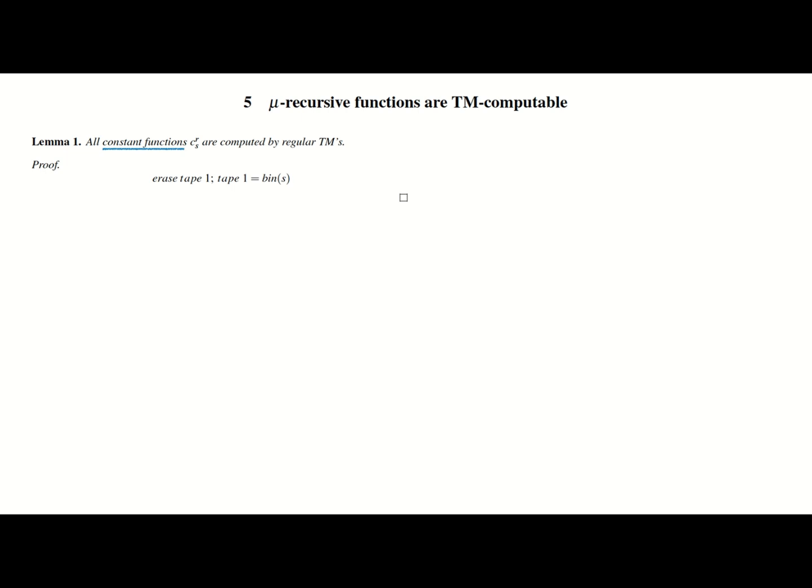But first I have to prove this one, so maybe the other side will be after the break, the second part. But the first part is that if I have a mu-recursive function, it is Turing machine computable. So now the question is the following: how do I prove this? What am I supposed to demonstrate to show that mu-recursive functions are Turing machine computable?